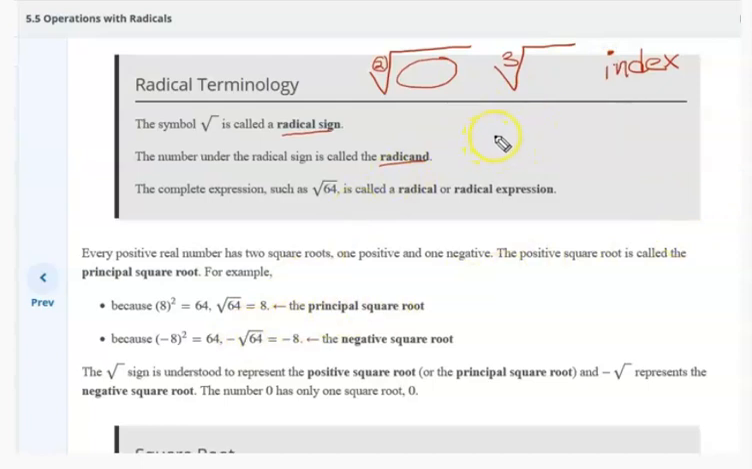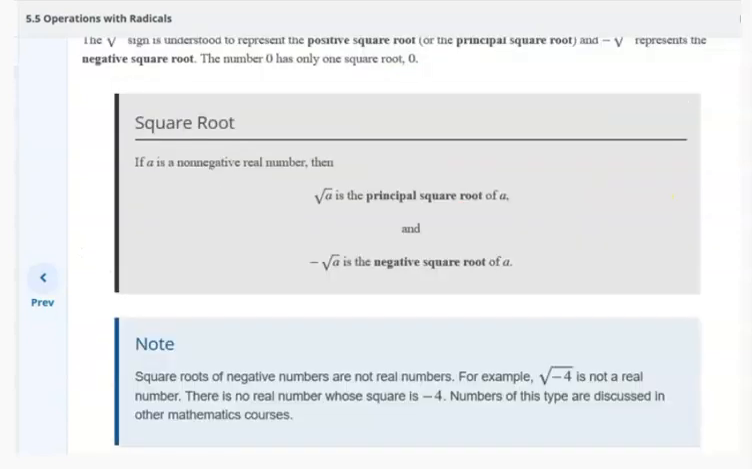Now, another thing about radicals in general is that under the square root sign, you can't have a negative radicand. If it's a negative value, then that is not a real number. And we'll be reviewing some of these things as we go on. All right, some more vocabulary. And we can just write these out here.